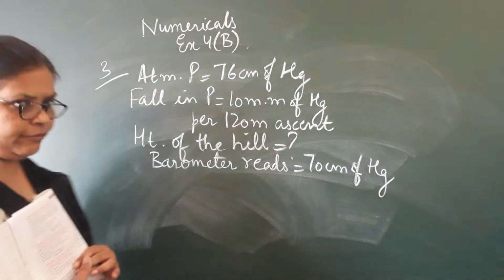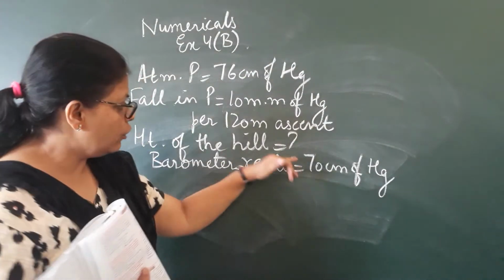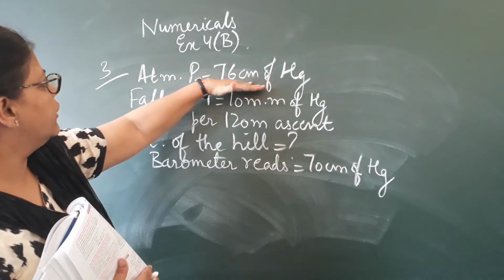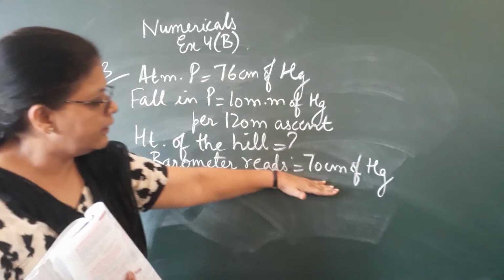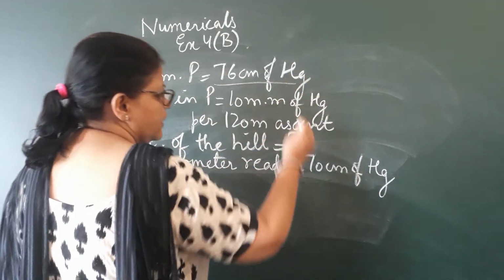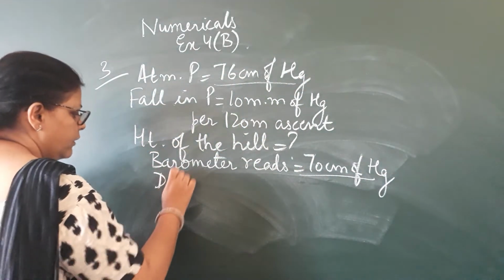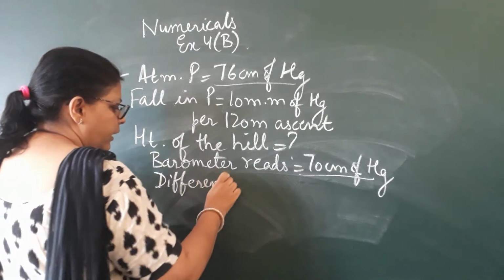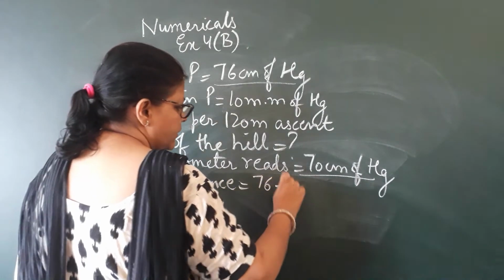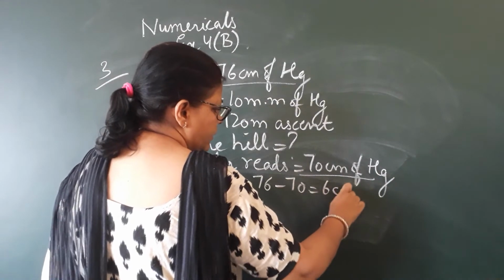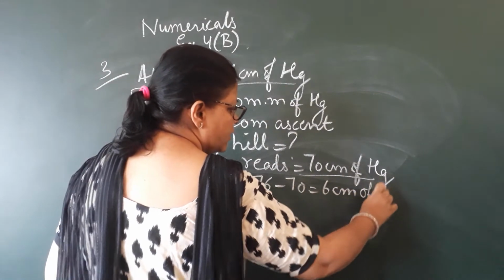It is not all that difficult. What do you have to do first? Initially it was reading 76, now it is 70. So we find out the difference. The difference of the reading is 76 minus 70, that is 6 centimeters. Right? 6 centimeters of mercury is the difference.